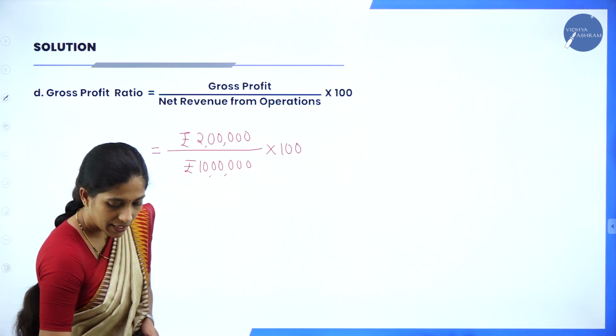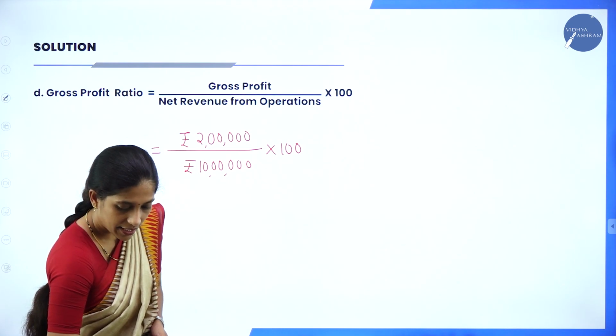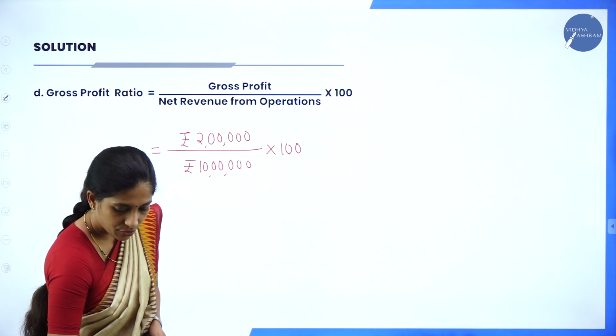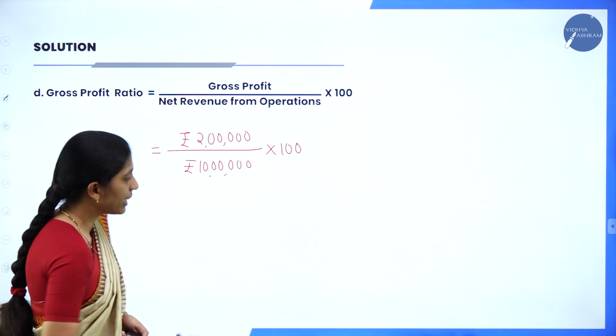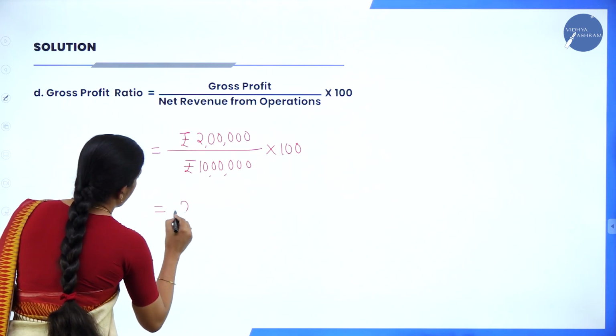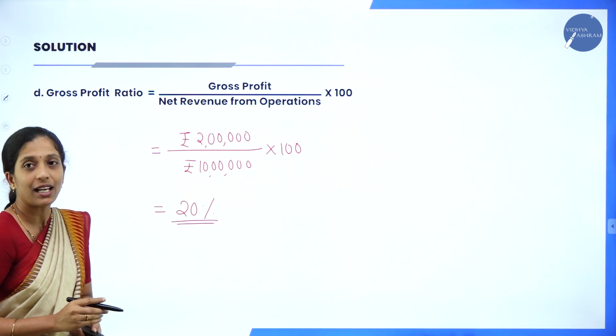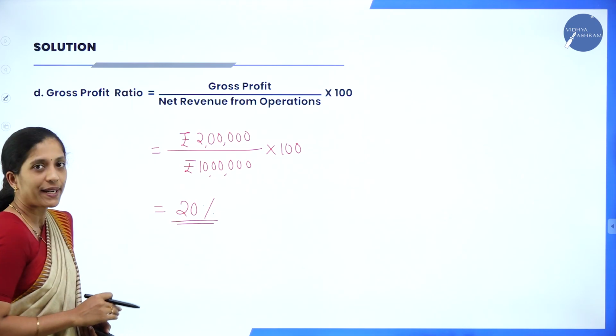So 2 lakh divided by 10 lakh into 100. So you'll get, now this is measured in terms of percentage, 20%. So this will be 20%.